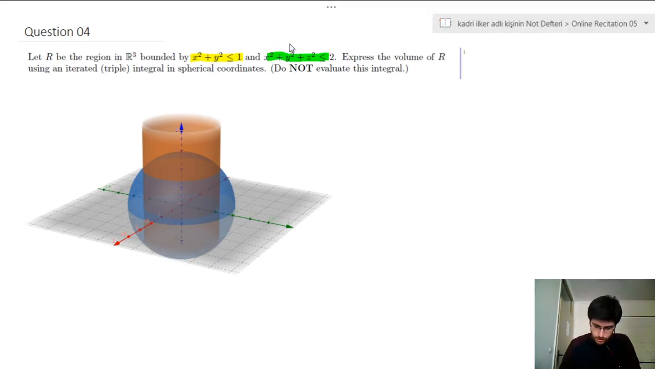Maybe I should use the corresponding colors. So this is the blue one, and the first one is the orange one. Anyway, of course we have a symmetric picture. This is just one part of the picture, so the R plus part, and we have some R minus part. So we have exactly the same picture, right?